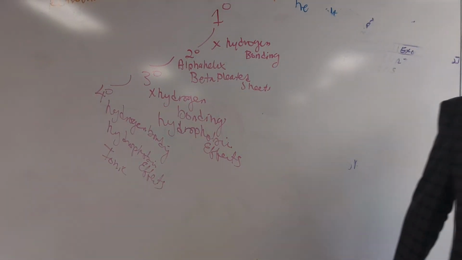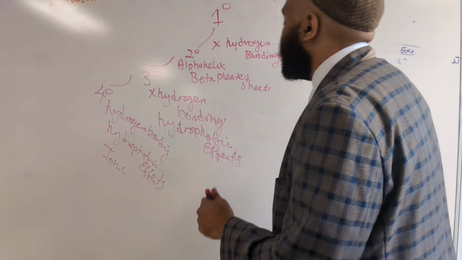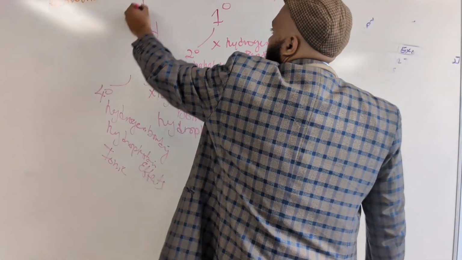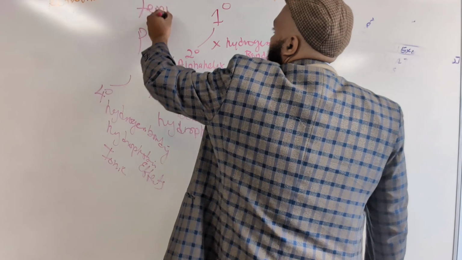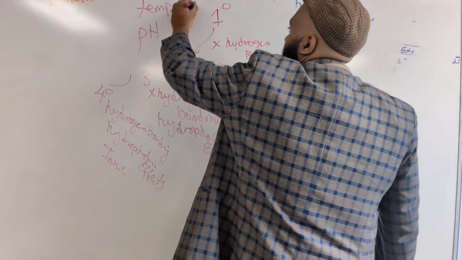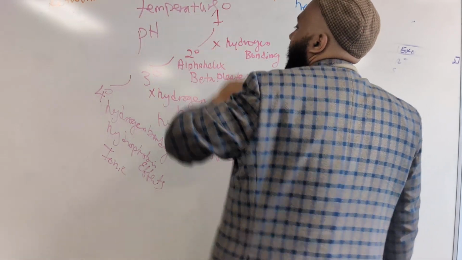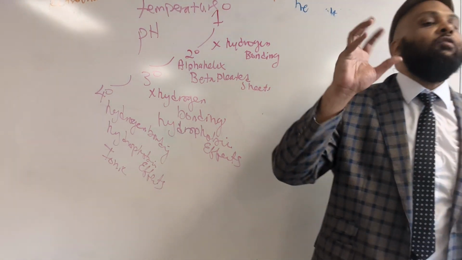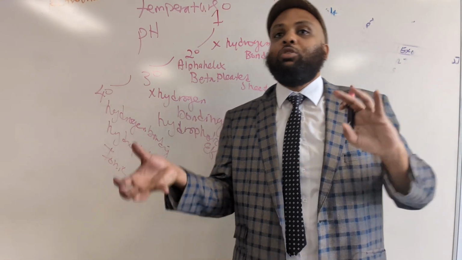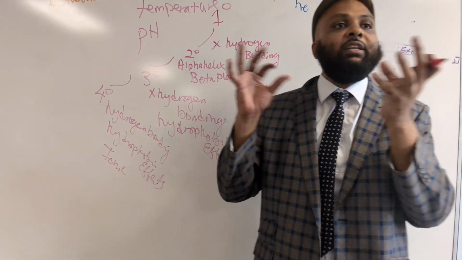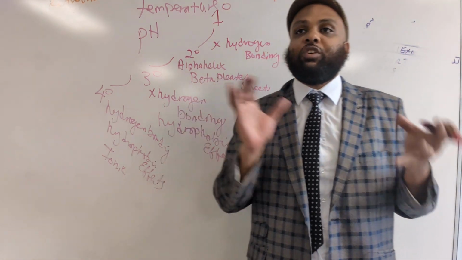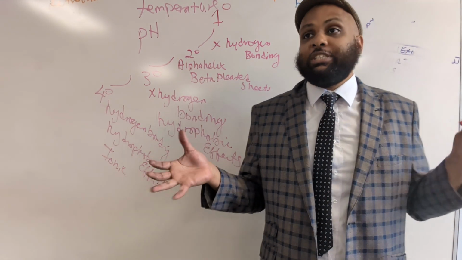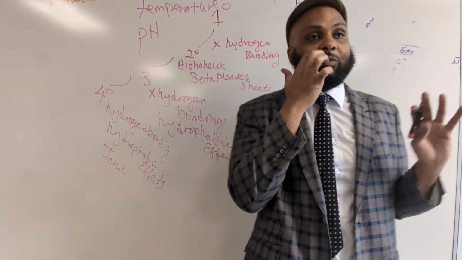He said if you mess up with the pH, and you mess up with the temperature, if you change the pH and if you change the temperature, you're going to cause the unfolding. So we're going to unfold from a quaternary structure to a tertiary structure to a secondary structure to a primary structure.